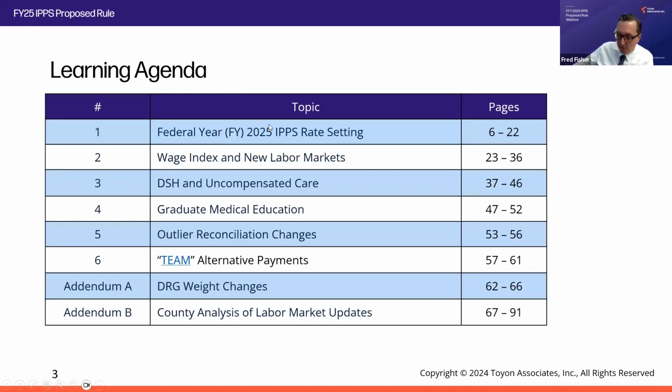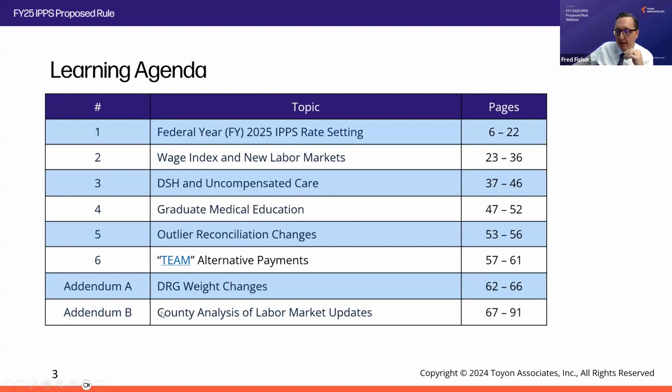This is basically, if you want to work your way through the proposed rule presentation, how it's organized. So we're going to talk about the rate setting, like I said, wage index, DSH, and then go through some of the changes here with Outlier and TEAMS.